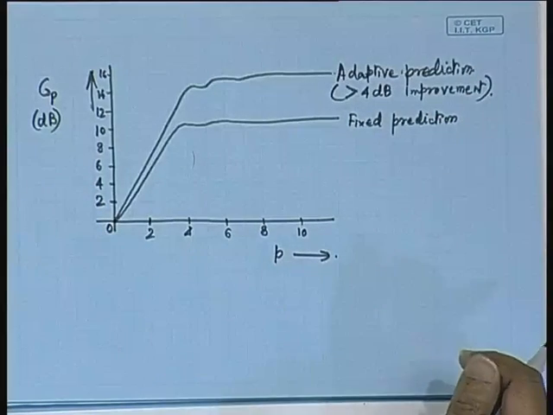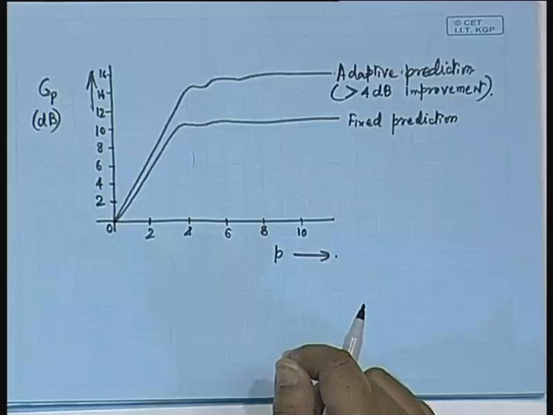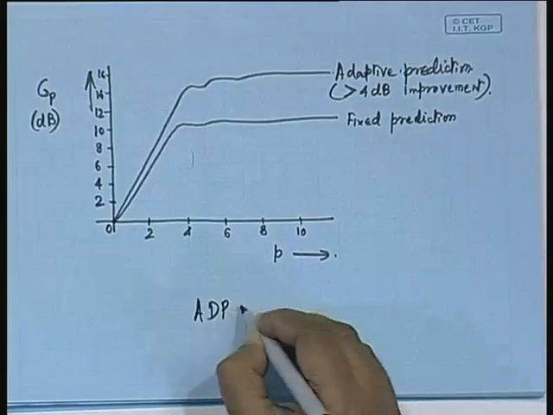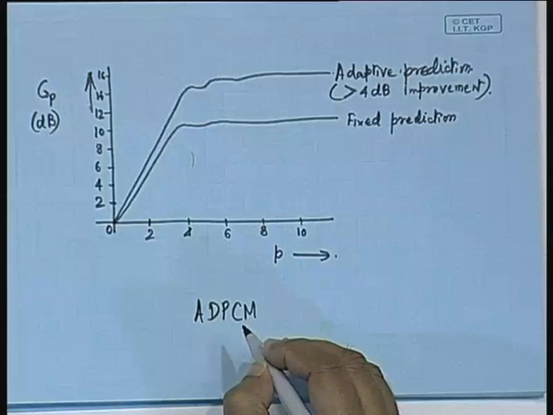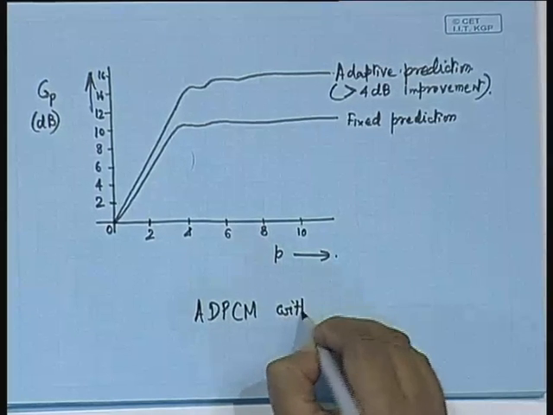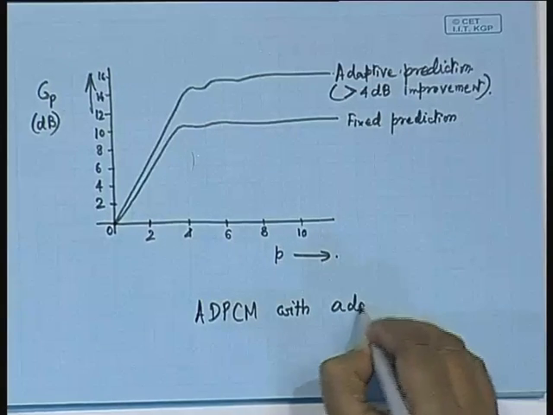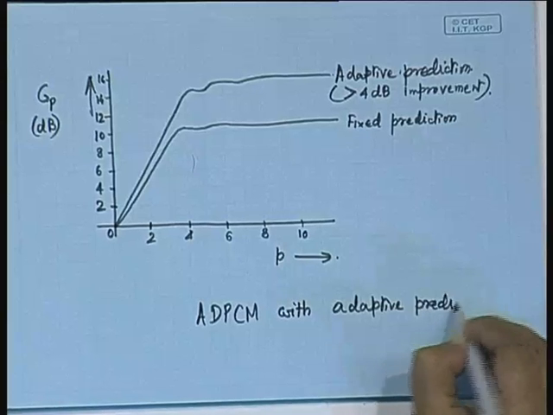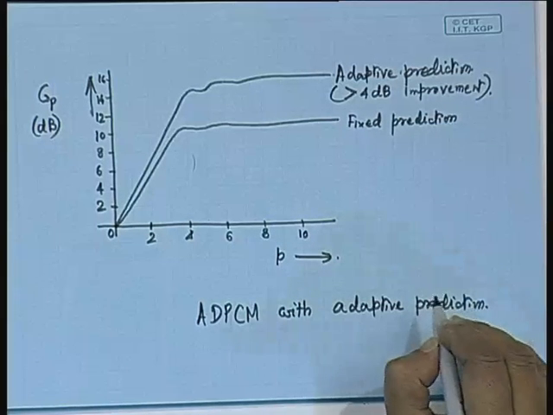So, I mean, we have already reached a good amount of sophistication. So, what we should now attempt for a good quality speech encoding is that we should use an ADPCM, and not only ADPCM with a fixed prediction, but if we use ADPCM with adaptive prediction, then that is going to give us the best performance, right.